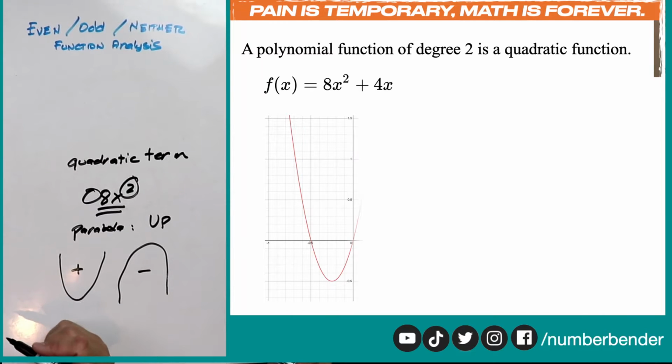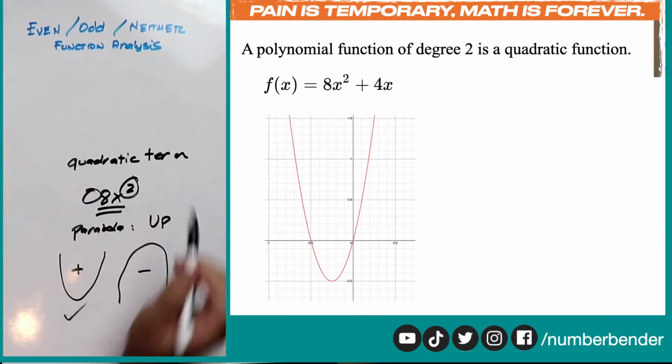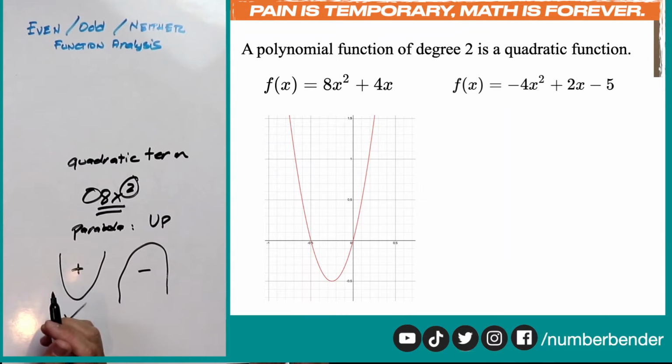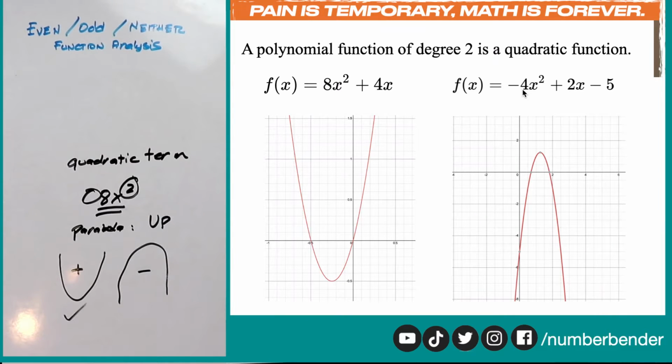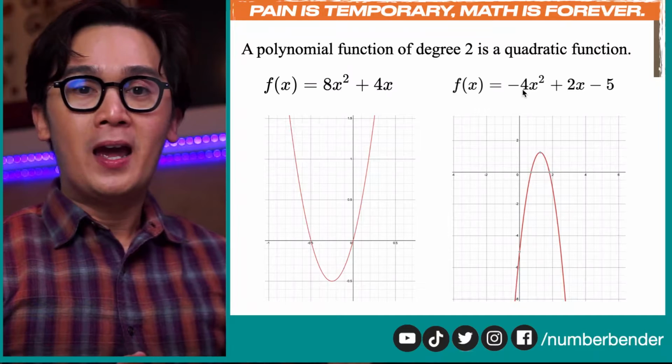So if we graph this function, it will be a parabola opening upward because the quadratic term is positive. Therefore, if we have negative 4x squared plus 2x minus 5, without using a calculator or Desmos or any technology to graph our function, since it's a degree 2 polynomial where its coefficient is negative 4 this time, if we graph this, it's going to be a parabola going downwards. So this is how we analyze a quadratic term.